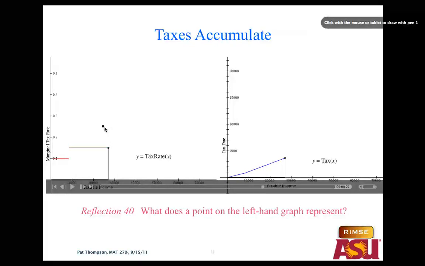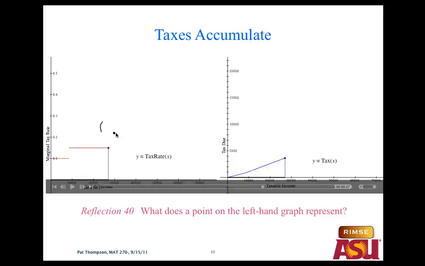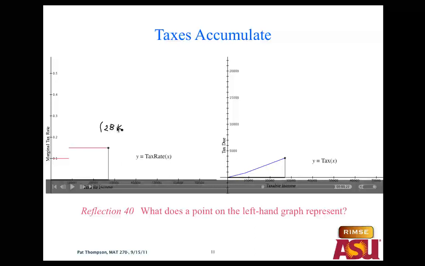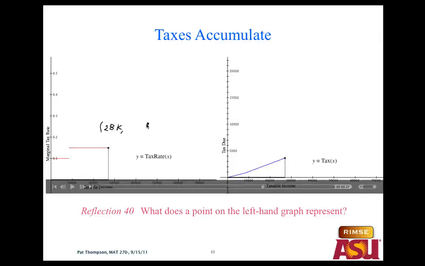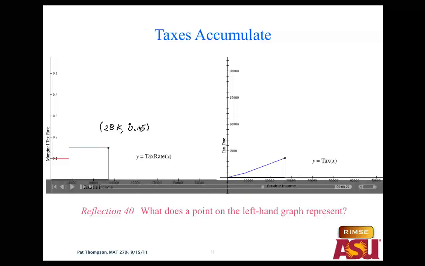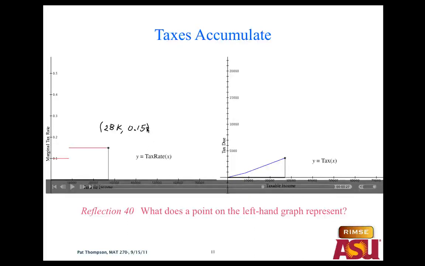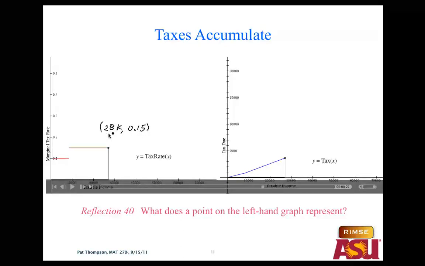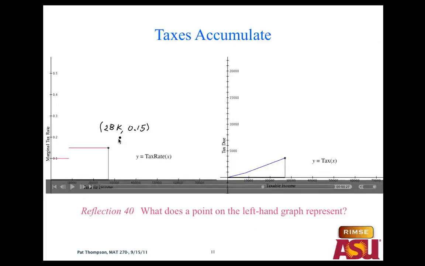When you have a point, it's two pieces of information. The x coordinate is the taxable income, so maybe we estimate it's about 28,000. And then it's the tax rate at 28,000, which is like 0.15. Okay, so what is that the tax rate on specifically? Is it the tax rate on the first $28,000 that you earn?